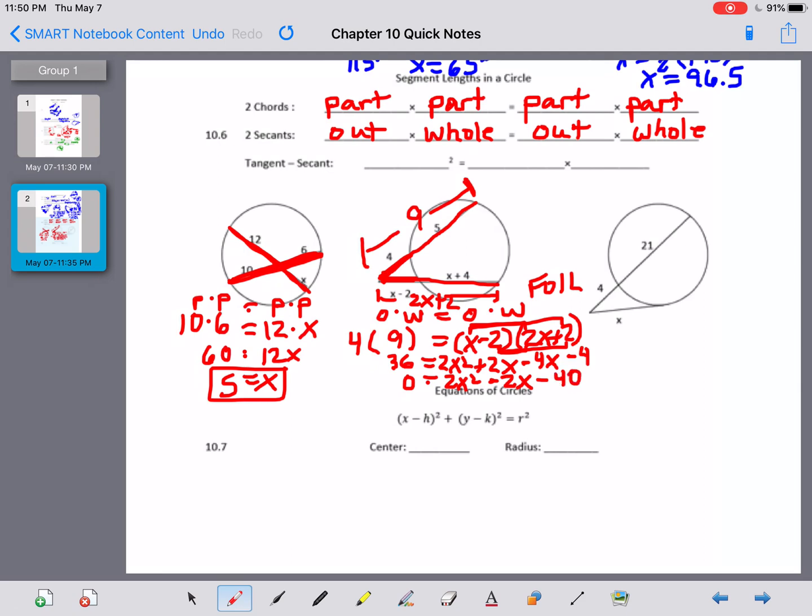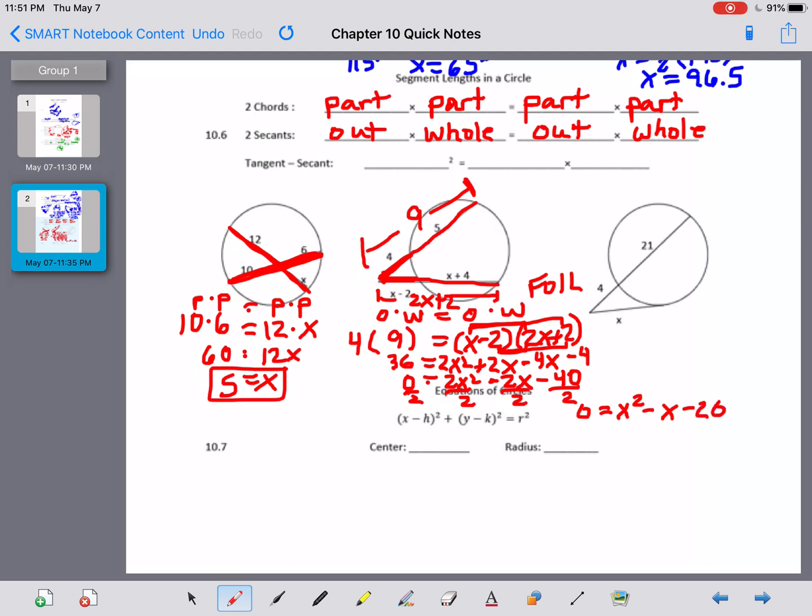All right, here's a trick in case you didn't know this. Right now I have this 2 in front of my x squared, but it looks like all my numbers here are even. I'm allowed to divide by 2 as long as I do it to everything in that equation. I divide this by 2, this by 2, this by 2, and this by 2. And I get 0 equals x squared minus x minus 20.